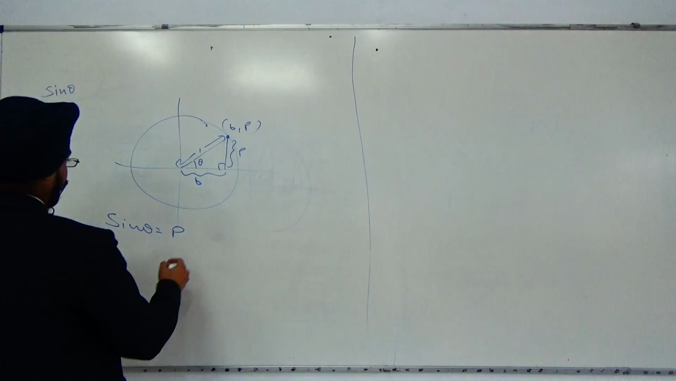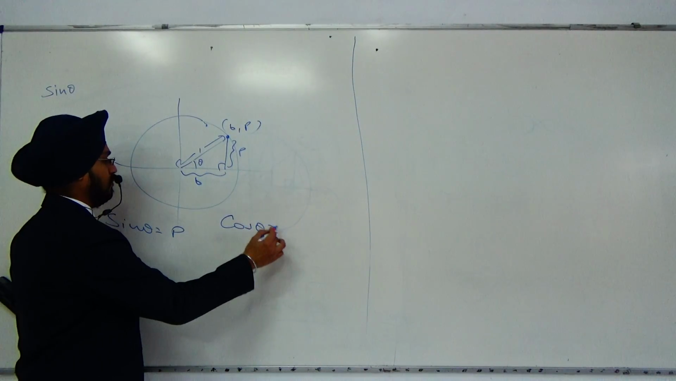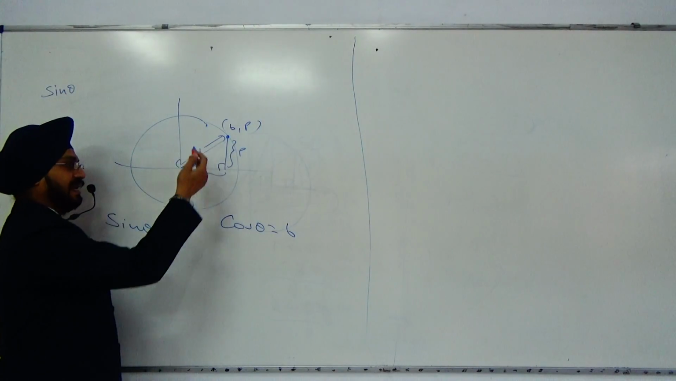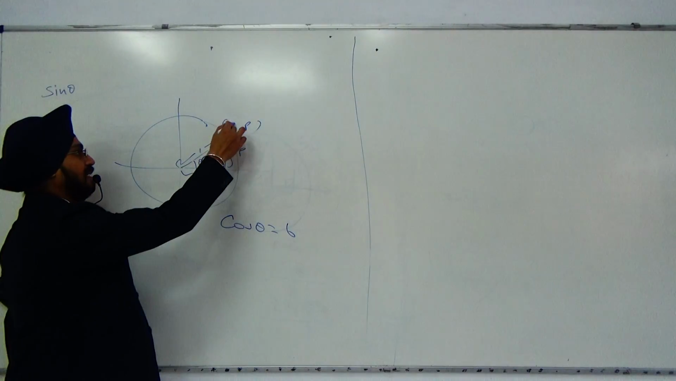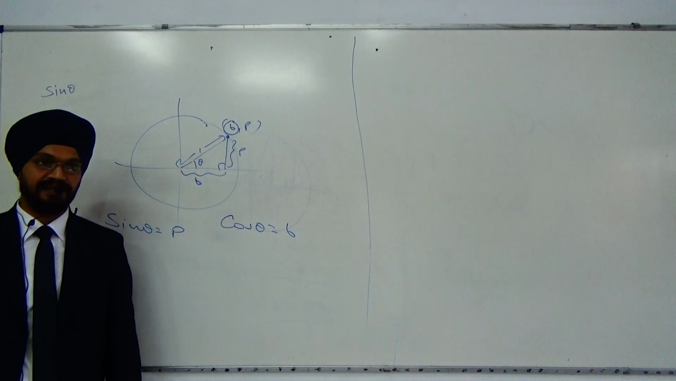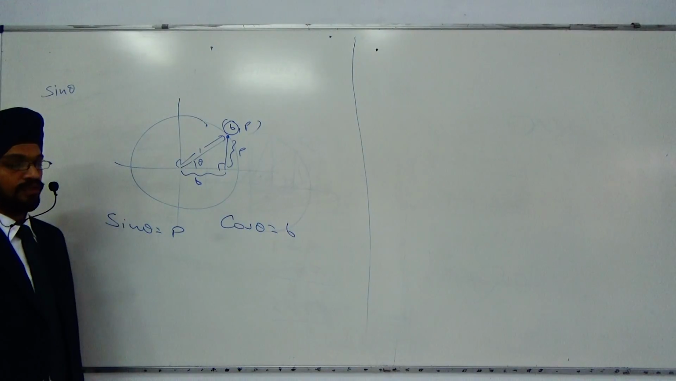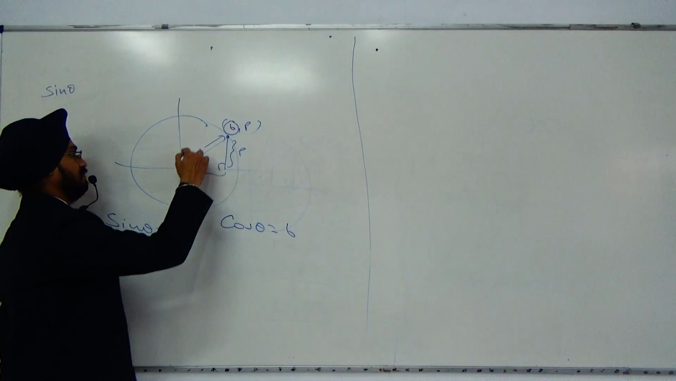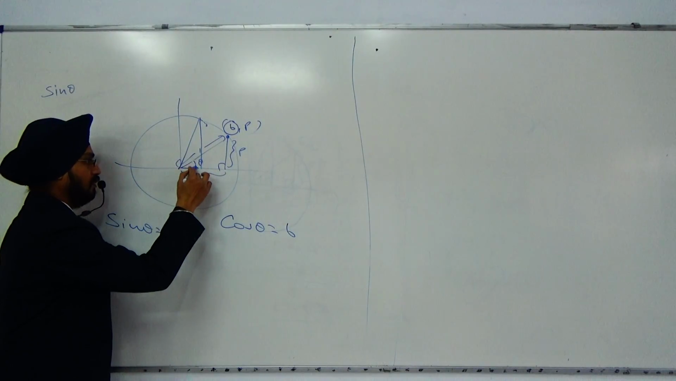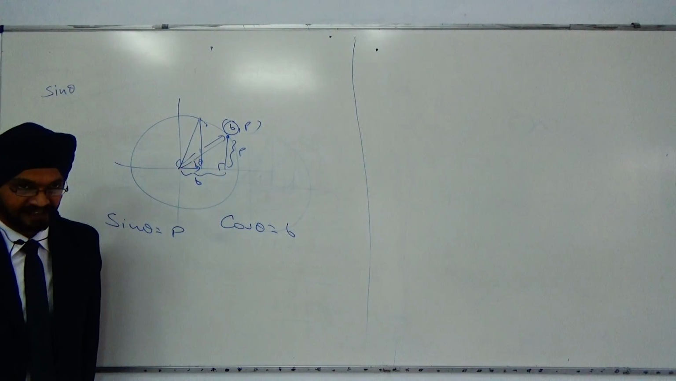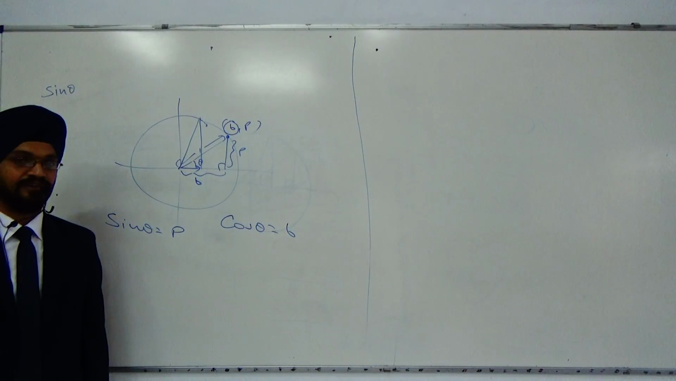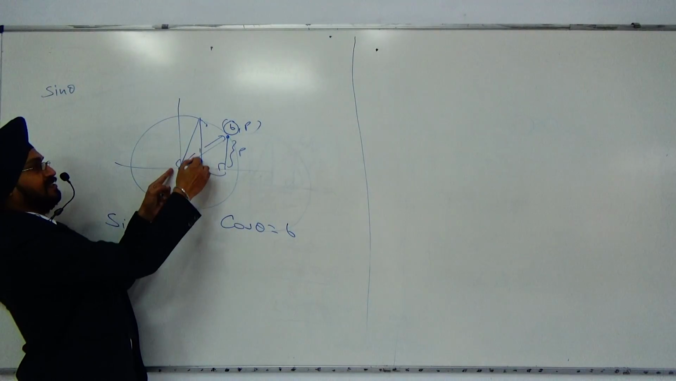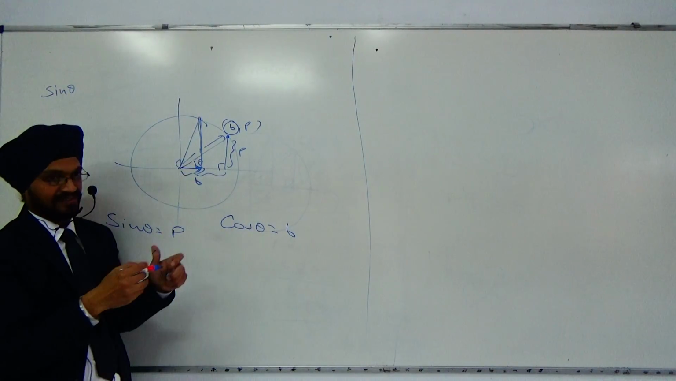Okay, now cos theta. Can you tell me the value of cos theta in this triangle? B upon 1, or I can directly say B. Now what is cos theta? The x coordinate. Please try to understand what is happening. When theta increases, cos theta is decreasing. This base has decreased. Is it clear? This x coordinate has decreased.